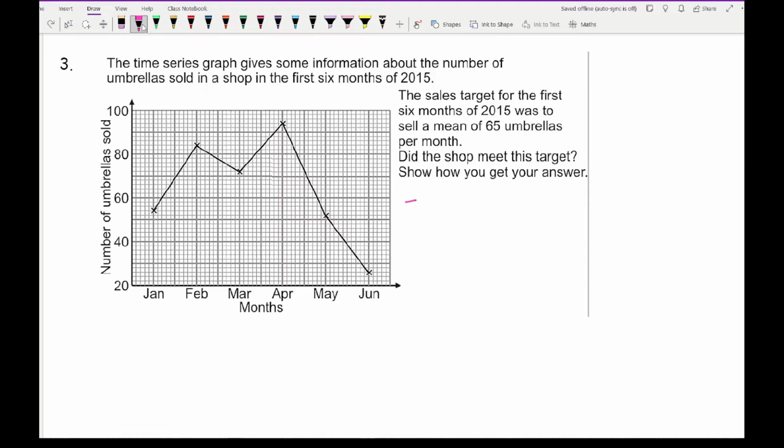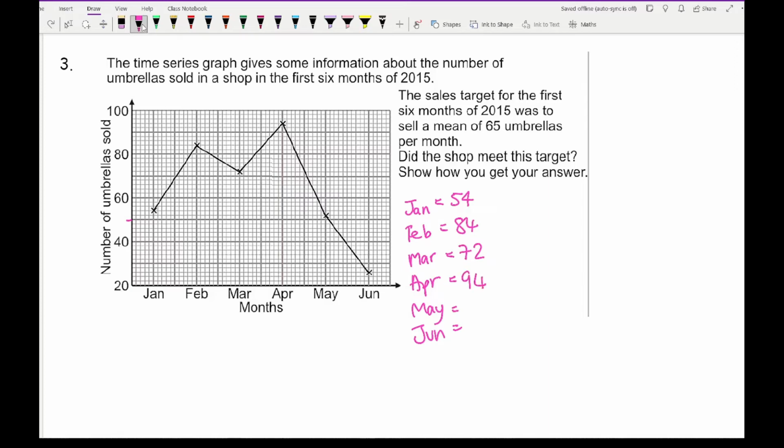So what you want to do here is basically read off the graph and see what the sales of the umbrellas were during those 6 months. So I'm just writing down the months, and what I need to do is to write down the values of the sales. So looking at the scale, you can see each little box is going to represent 2. So this is going to be 50, and I would say that's 54. In February, it is 84. In March, it's 72. In April, it is 94.